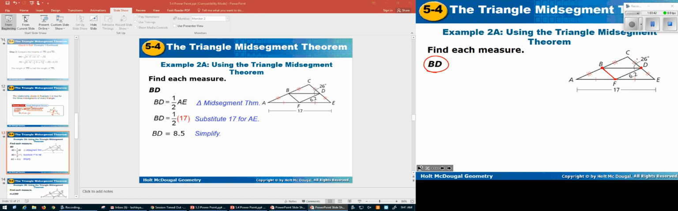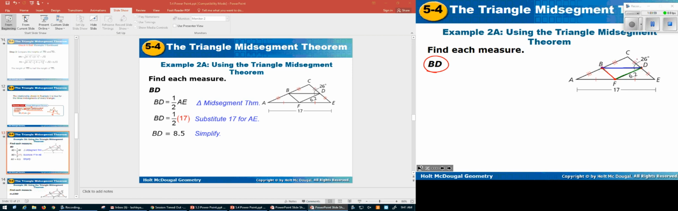What else is a mid-segment? BD is a mid-segment. What else? And FD. And so you have the three mid-segments that are making that mid-segment triangle. Okay, so the hardest part is just looking at your markings and trying to decide what do I know from my markings. Then the math becomes really easy.